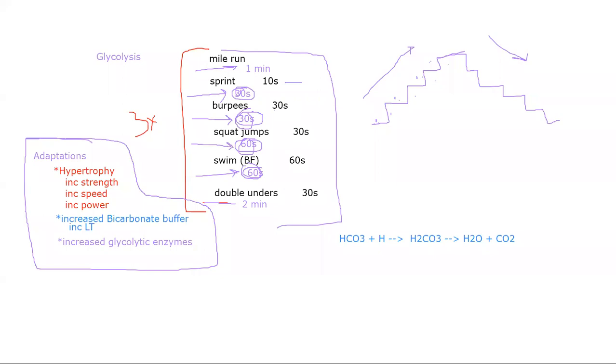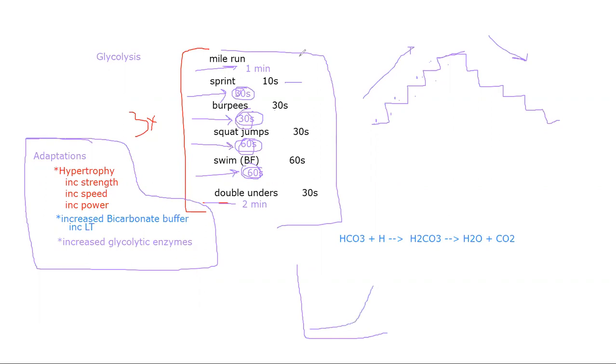glycolysis longer. Okay, so my question is, my event is the 100-meter sprint. I've been training in glycolysis. We already established that the hypertrophy I'm going to get from that is going to improve my speed and performance on the 100-meter sprint. Now I want to know if the bicarbonate buffer is also contributing or not. It is not. Can you explain why? Because you won't even use it during those 10 seconds.